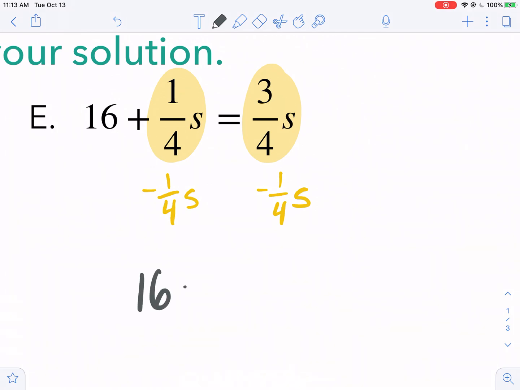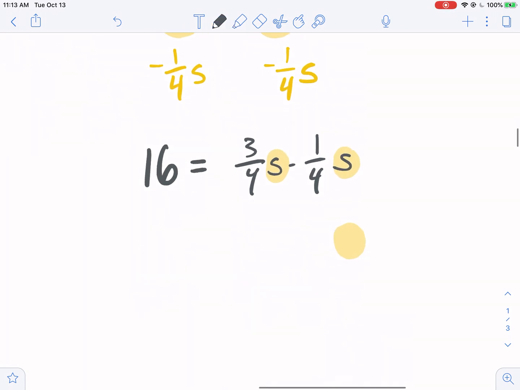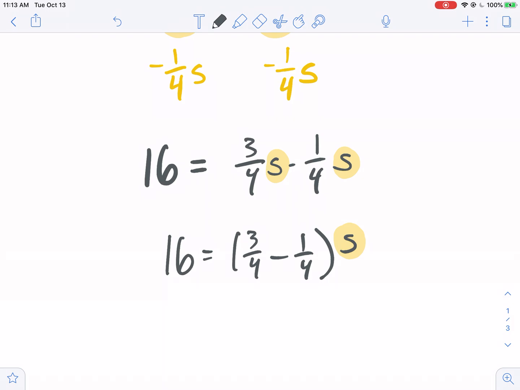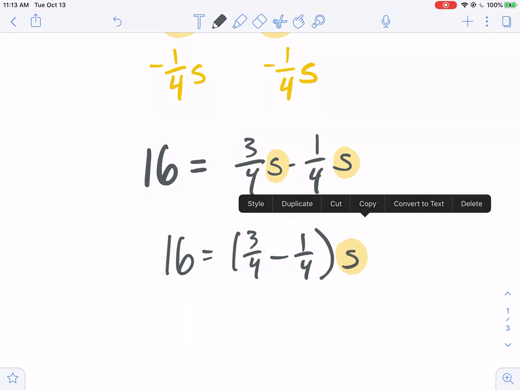So we just have 16 equals 3/4 s minus 1/4 of s. Then we take the s out, so we undistribute that s, giving us that 16 equals 3/4 minus 1/4 s. Now what is 3/4 minus 1/4?